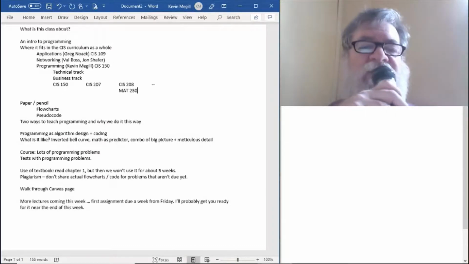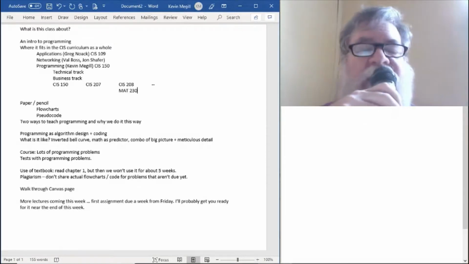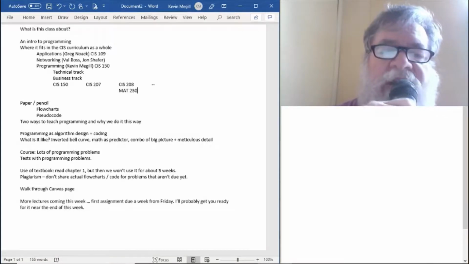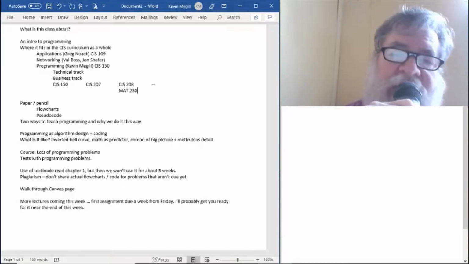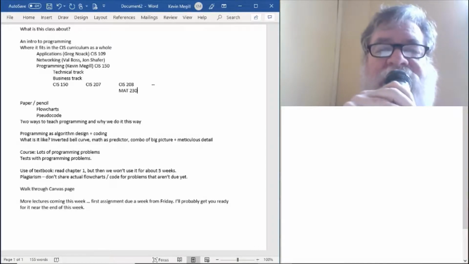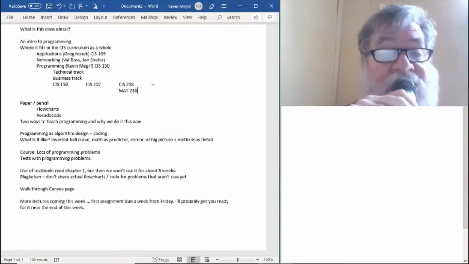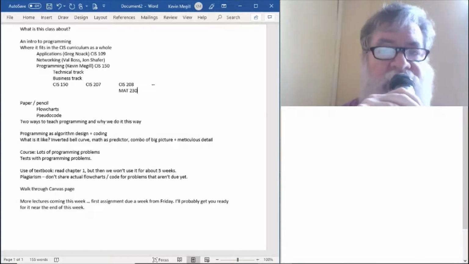The first semester you'll take CIS 150, which we're talking about. The second semester you'll take CIS 207, and then the following fall, the third semester, you'll take CIS 208, and also a math course, Math 230. And then the following spring, you won't take any CIS courses, but you'll take other gen eds. So CIS 150 we're talking about.